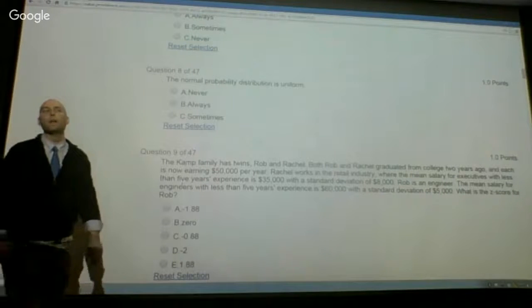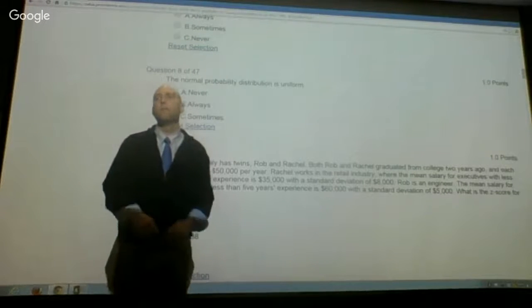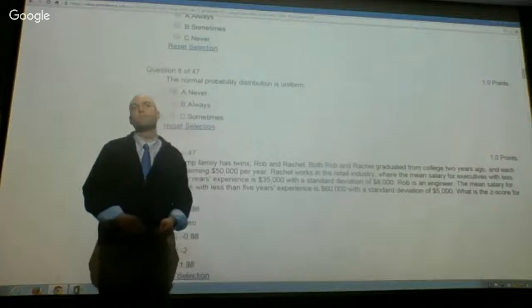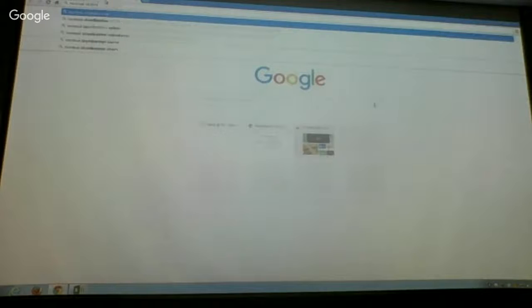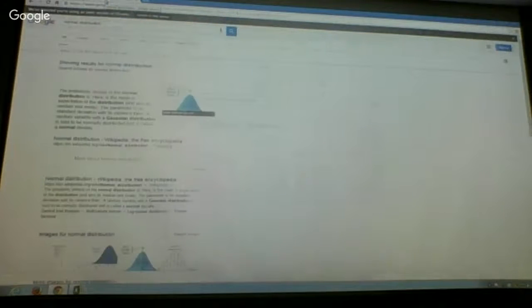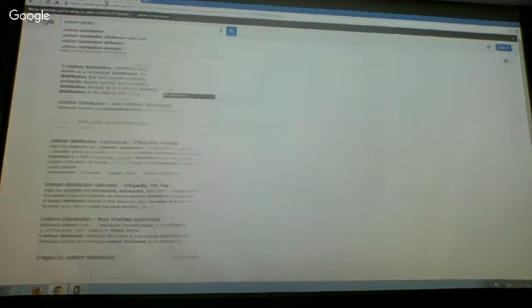All right, never is right. Why is never right? Here's how I'm going to do it. Normal distribution, I spelled it wrong, but it shows me a bell curve when I Google it. I can type uniform distribution. I may have spelled it right.